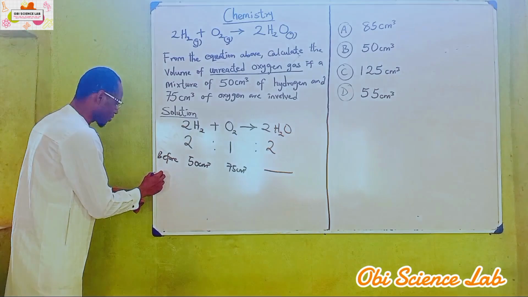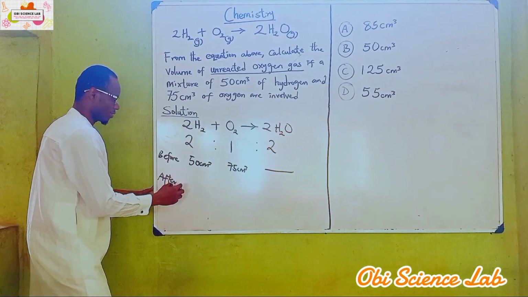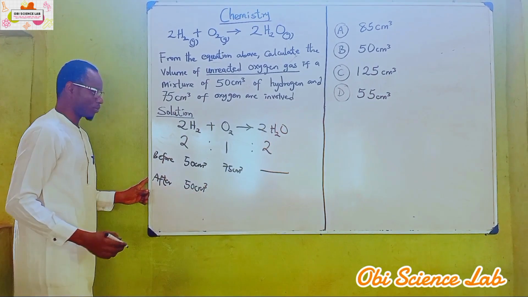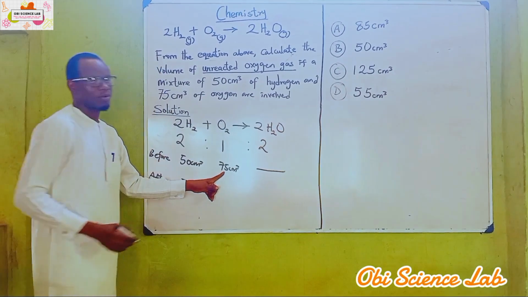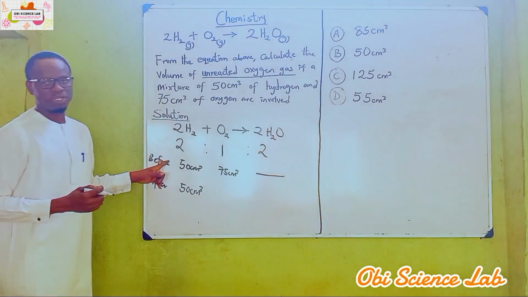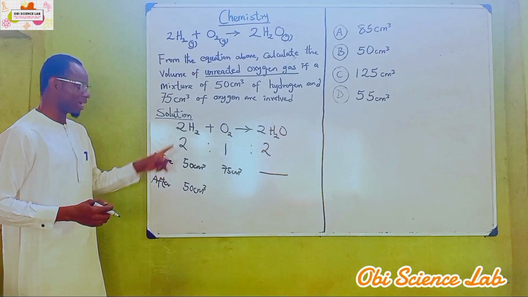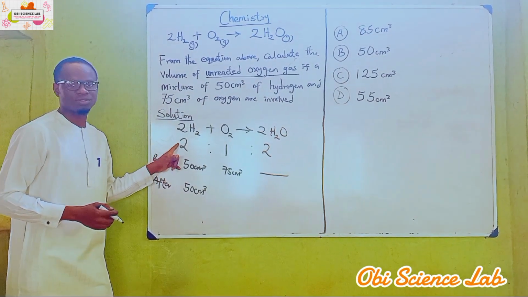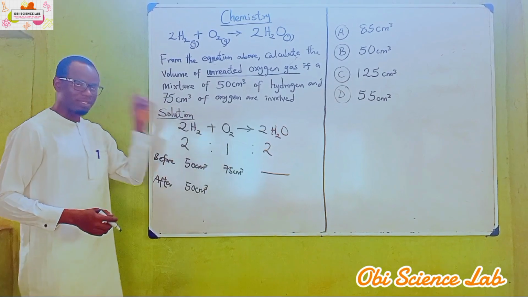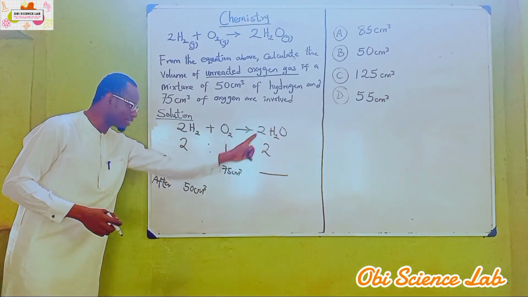But after the reaction, the whole of the 50 cm3 of hydrogen will be used up. But what volume of this 75 will you take? The simplest way to go about this is by dividing your 50 by 2. 50 divided by 2 will give us 25. That simply means that 1 mole can take 25 cm3 in this particular version.